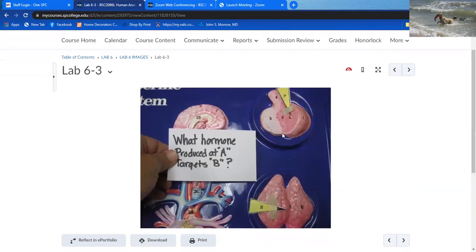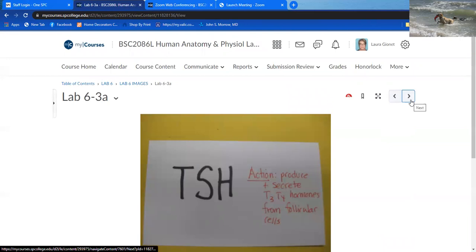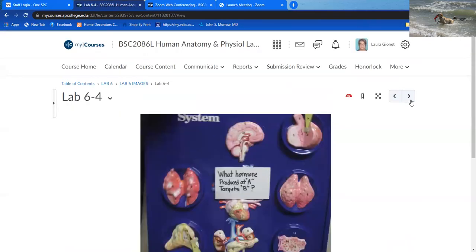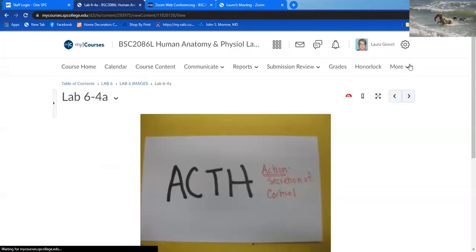Okay, so I said, oh, and so Dr. Brightman did this too. He said, what hormone from A targets B? Thyroid stimulating hormone, right? I've got to move this thing over. All right. What hormone from A targets B? The superficial layer of the adrenal gland. That would be adrenocorticotropic hormone.